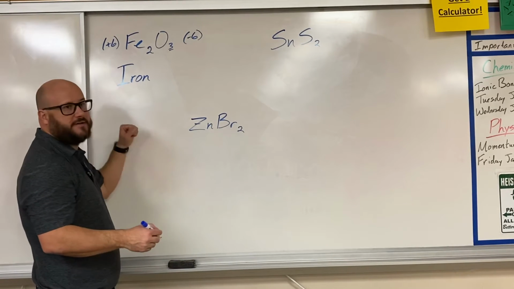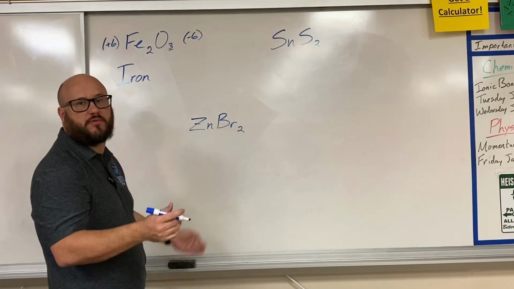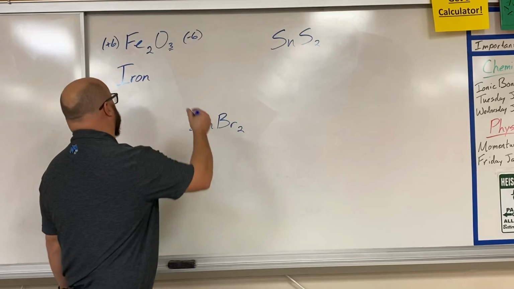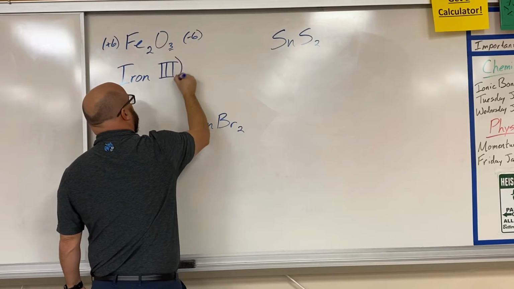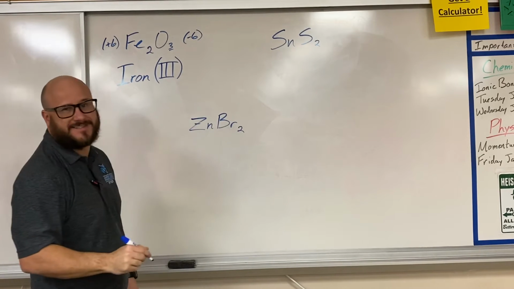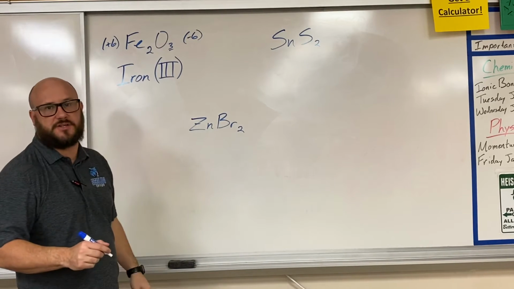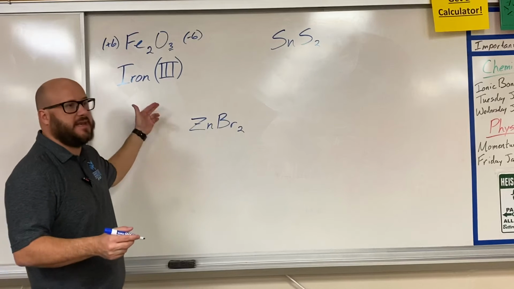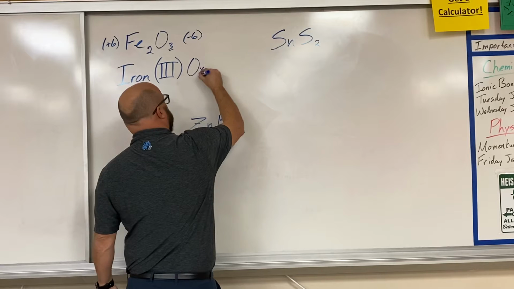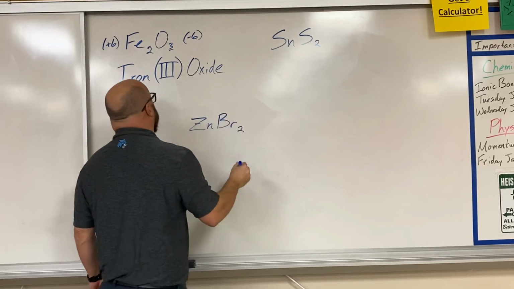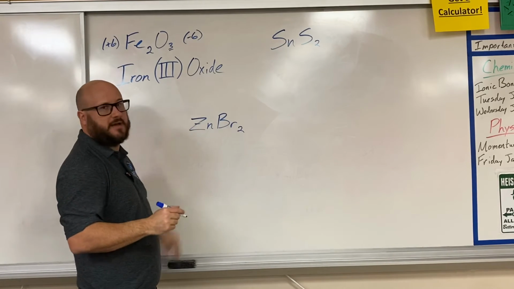Once we figured out iron's oxidation number, we put that as a Roman numeral in parentheses in between the metal and the non-metal. So iron(III) in parentheses. Now we just have to write the ending. The ending, since it's oxygen, we're going to do the same thing. We're going to change that ending to -ide, and we're going to end up with oxide. So the full name would be iron(III) oxide.